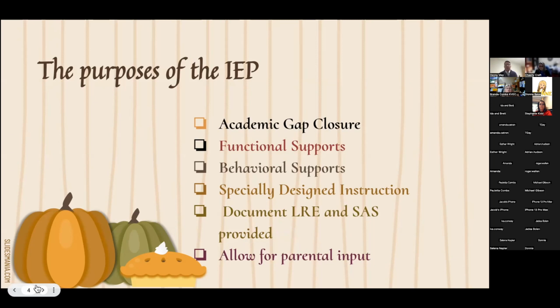Now, what are we talking about with function? We're talking about adaptive function. We're talking about how you do with socialization, how you do with communication, how you do with daily living skills. So you need to look into those scores and see what the high and low marks are and what's going to impact that student the greatest over the next 365 days, and really determine if they are in need of some functional support.